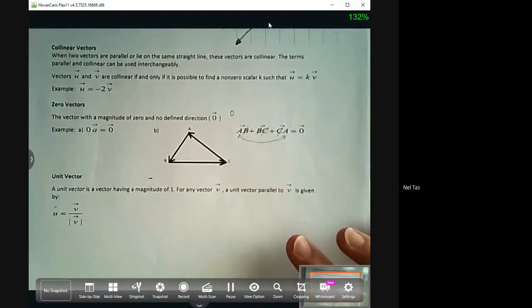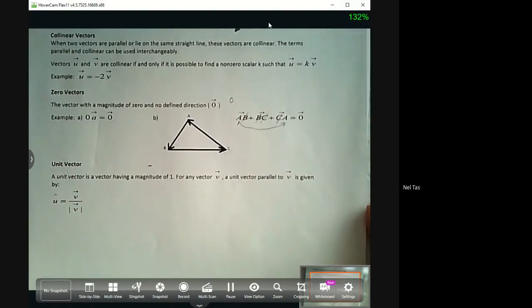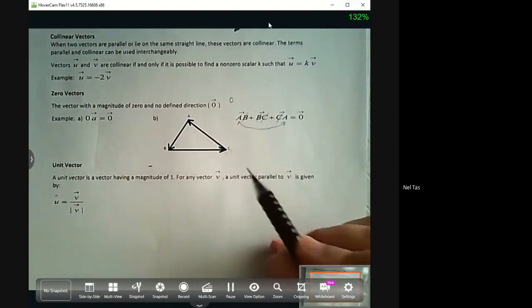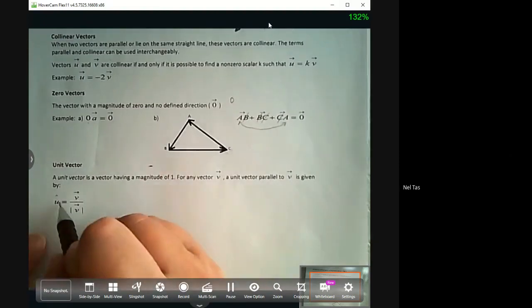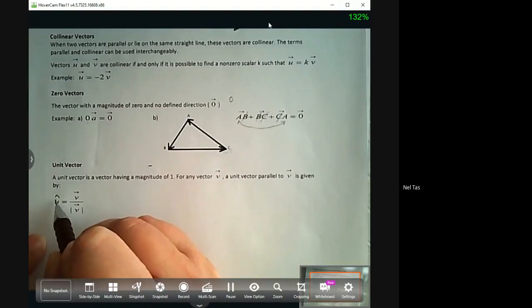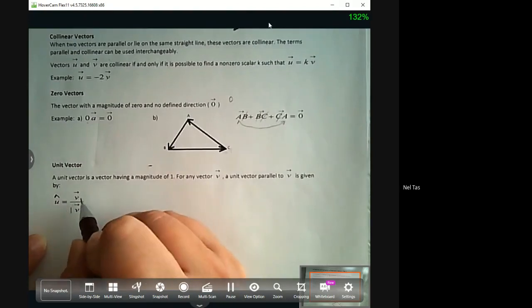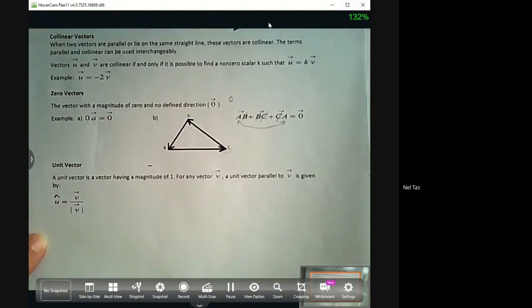Let's look at the definition of a unit vector. A unit vector is a vector having a magnitude of 1. So the magnitude of a unit vector is 1. For any vector v, a unit vector parallel to v is given by this, which represents a unit vector. You see a little party hat, therefore I say unit vectors love to party. And how do you get that unit vector which has the same direction as v? You take vector v and you divide it by the magnitude of v.